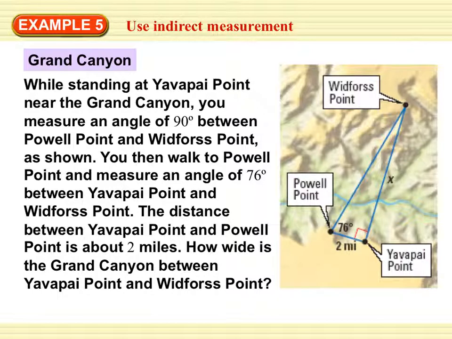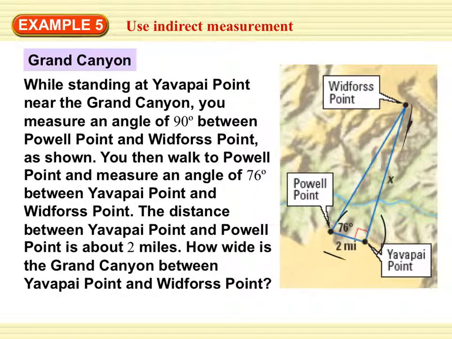So while standing at Yavapai Point near the Grand Canyon, you measure an angle of 90 degrees between Powell Point and Woodforce Point, as shown. So you're standing here, you measure this and that is 90 degrees. But that's messy. You then walk to Powell Point, nice easy walk, right? And measure an angle of 96 degrees between Yavapai Point and Woodforce Point. The distance between Yavapai Point and Powell Point is about 2 miles. How wide is the Grand Canyon between Yavapai Point and Woodforce Point?